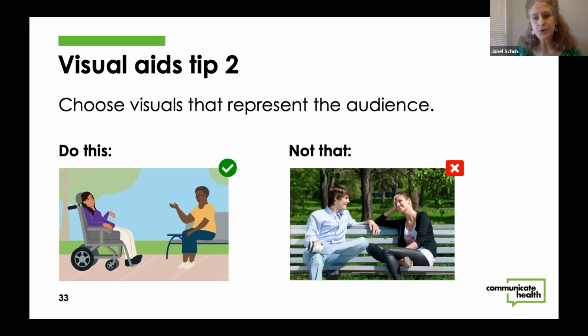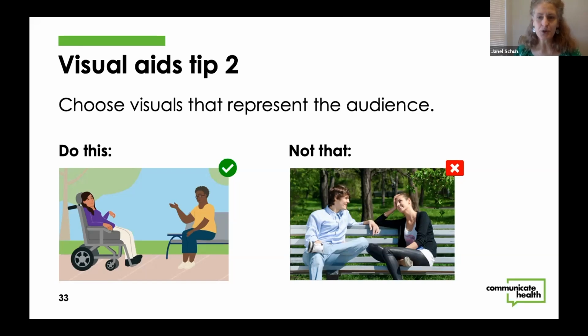If you're going to include people in your visuals, it's really important that they represent the audience that you are in particular trying to speak to. This is why, with health materials, we tend to figure out who our primary audience is, even if it may be also applicable to people in general. And then you would choose images that represent that audience.